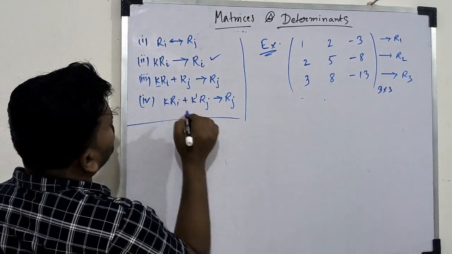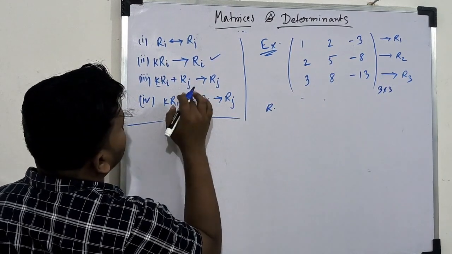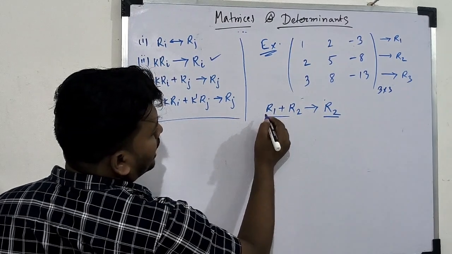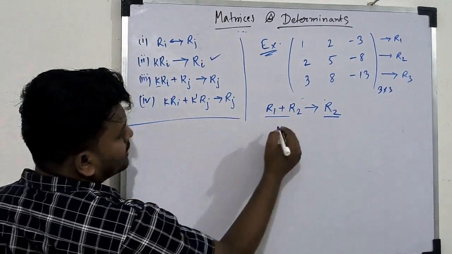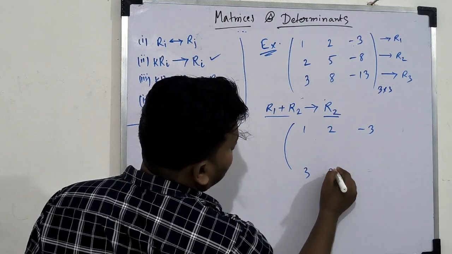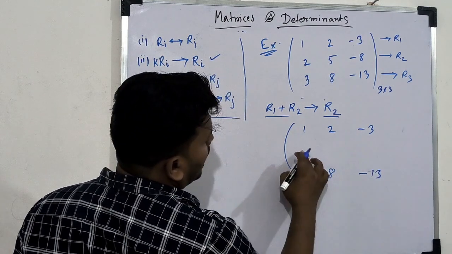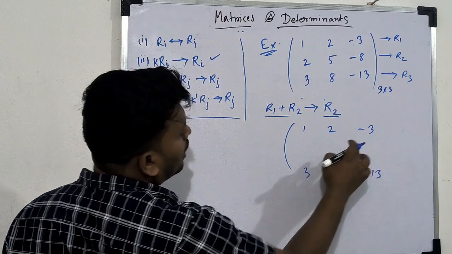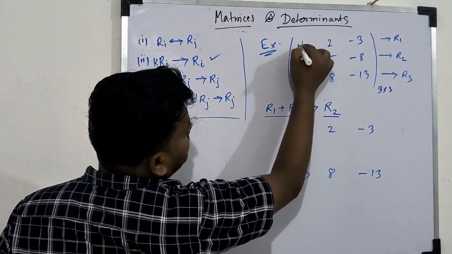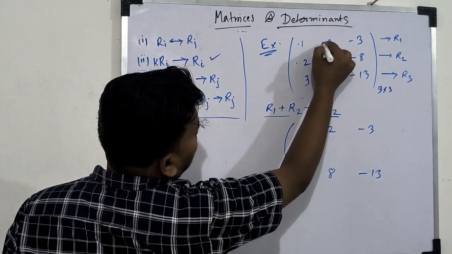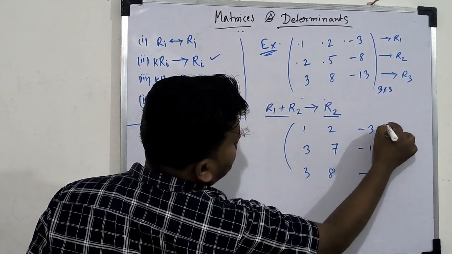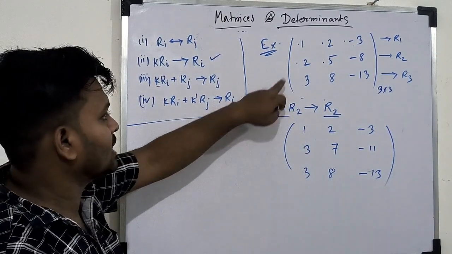If we take k equal to 1, and ij becomes 1 2, so we replace R2 by R1 plus R2, then the matrix looks like this. R2 will be changed, the others remain the same, 3 8 minus 13. How will R2 change? We put here R1 plus R2. We add these two terms, put here, add these two terms, put here, add these two terms, so this will be minus 11. Under this row operation the matrix looks like this.